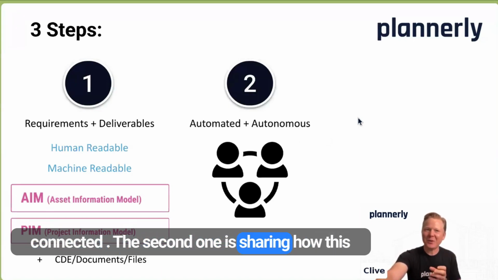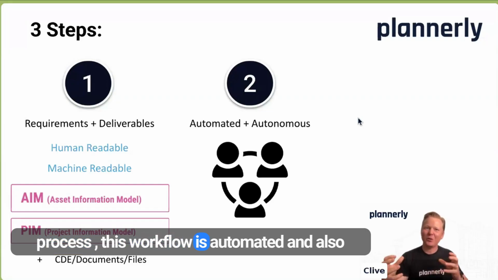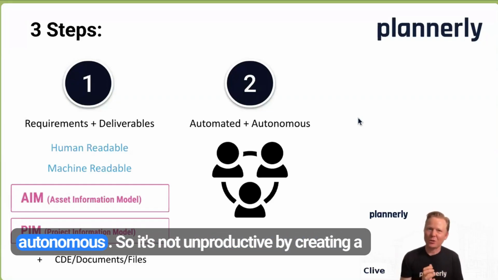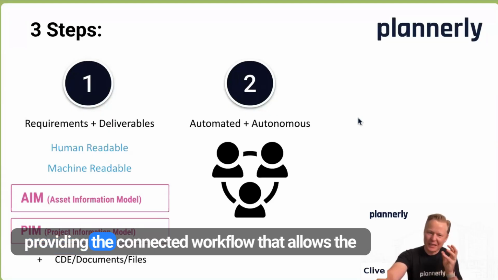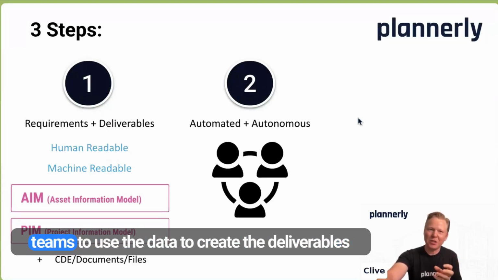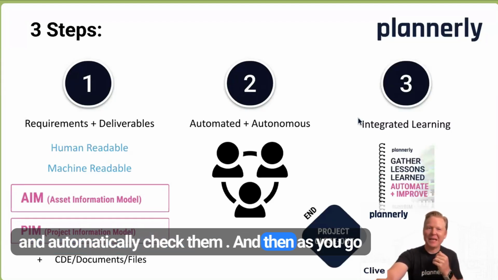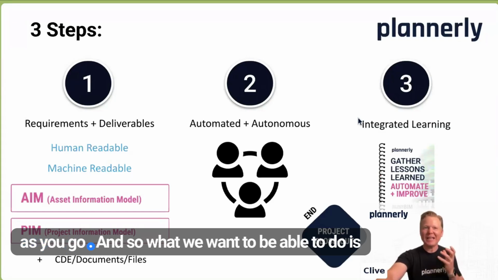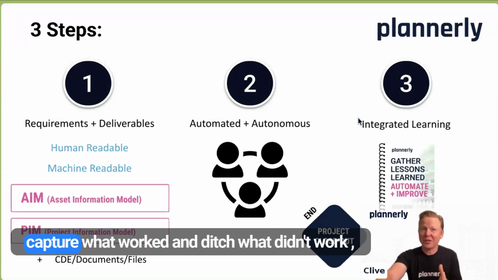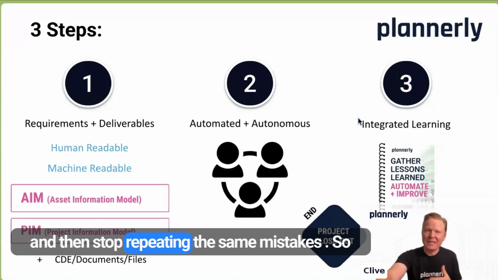The second one is sharing how this process, this workflow, is automated and also autonomous. So it's not unproductive by creating a bunch of reports and issues. It's about actually providing the connected workflow that allows the teams to use the data to create the deliverables and automatically check them. And then as you go through the delivery, you really want to be able to learn as you go. So what we want to be able to do is capture what worked and ditch what didn't work, and then stop repeating the same mistakes.